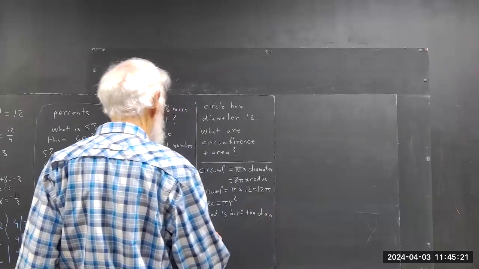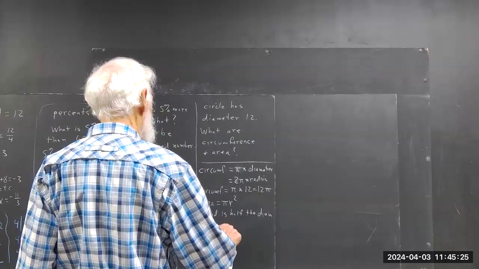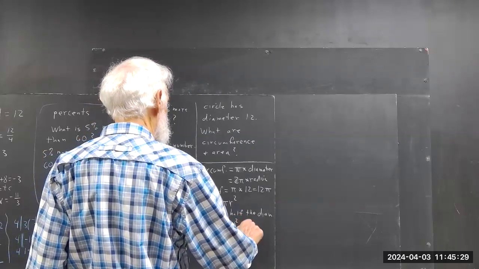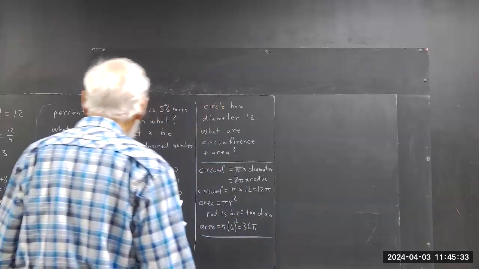Radius is half the diameter. So the area is pi times 6 squared, which is 36 pi. Okay.